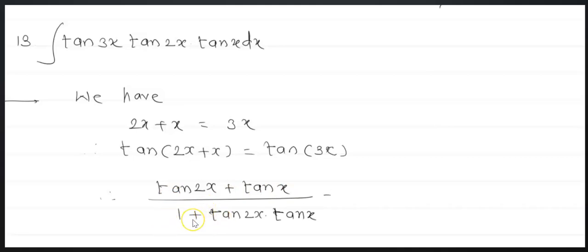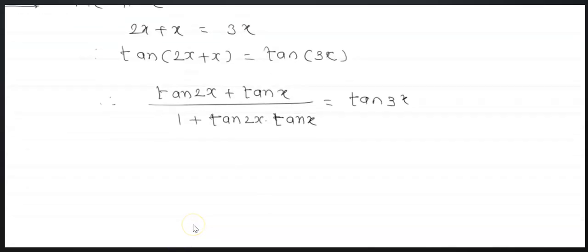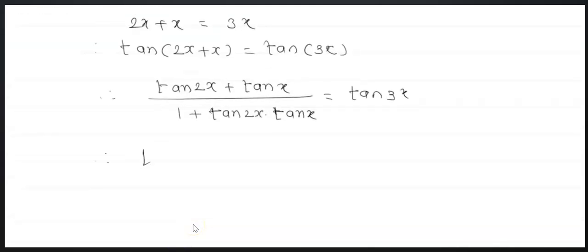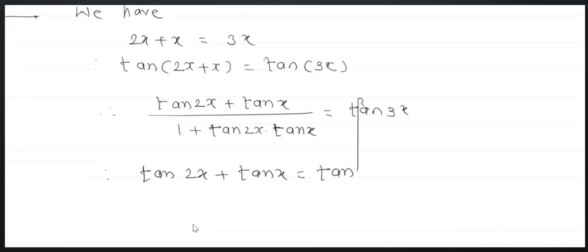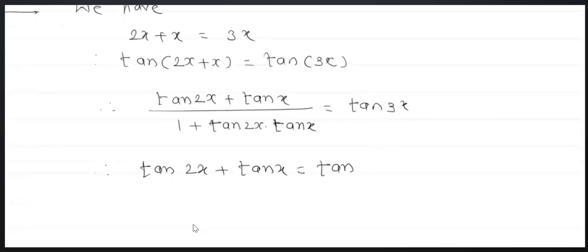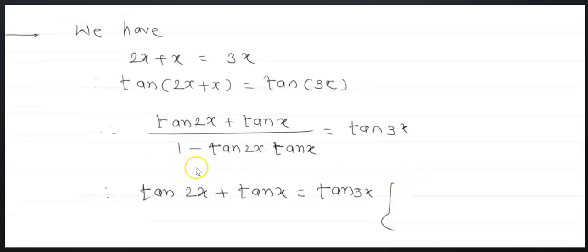By mistake there is a minus sign. That is equal to tan of 3x. Here must be the minus sign. We'll replace it. Therefore tan of 2x plus tan x is equal to tan of 3x. Here I changed its sign. Tan of 2x plus tan x is equal to tan of 3x in bracket 1 minus tan of 2x into tan x.